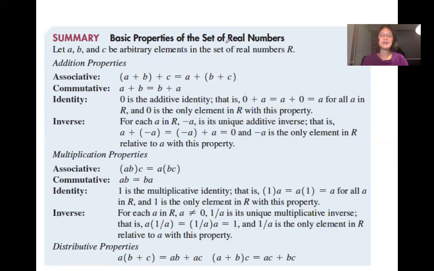Some properties of real numbers. For the additive properties, we have associative. So (A plus B) plus C equals A plus (B plus C). For example, (2 plus 3) plus 5 is the same as 2 plus (3 plus 5). Commutative: A plus B equals B plus A. So 3 plus 7 equals 7 plus 3.